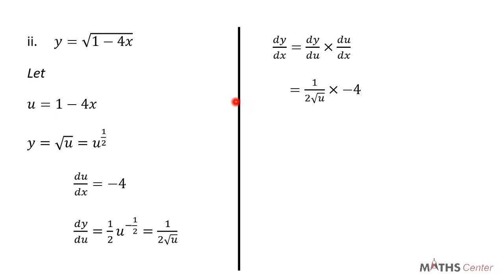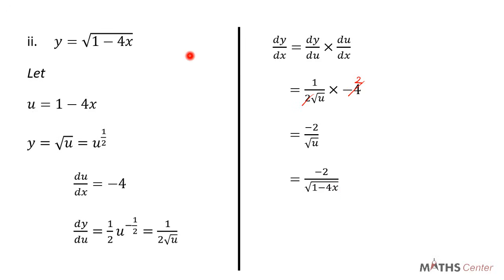When you do the substitution, you have 1 divided by 2 root u times negative 4. And this gives us negative 2 divided by root u, because the 2 will divide negative 4, you have 2, and so you'll be left with negative 2 divided by root u. But remember that we said u is 1 minus 4x, so you have to bring it back. When you do that, you have negative 2 divided by the square root of 1 minus 4x. So when you differentiate y with respect to x, you have negative 2 divided by the square root of 1 minus 4x.